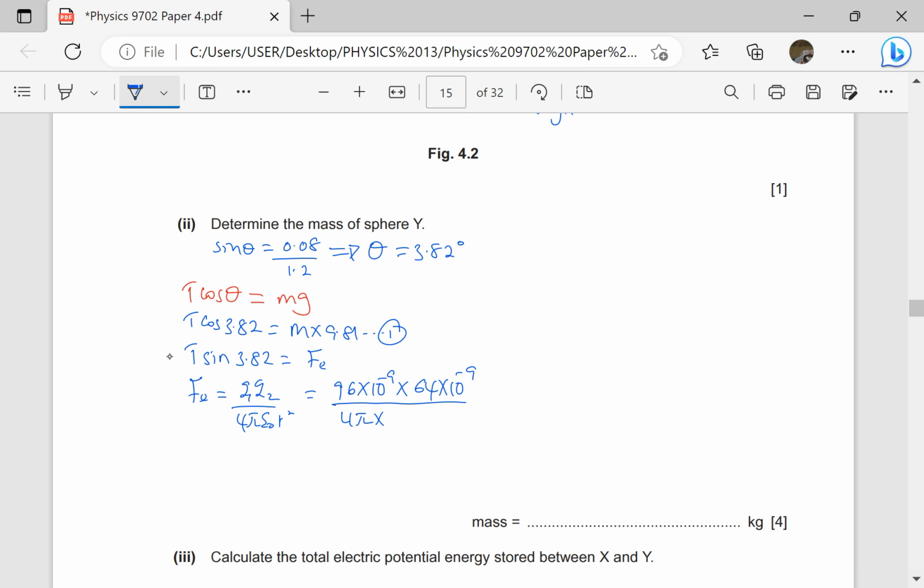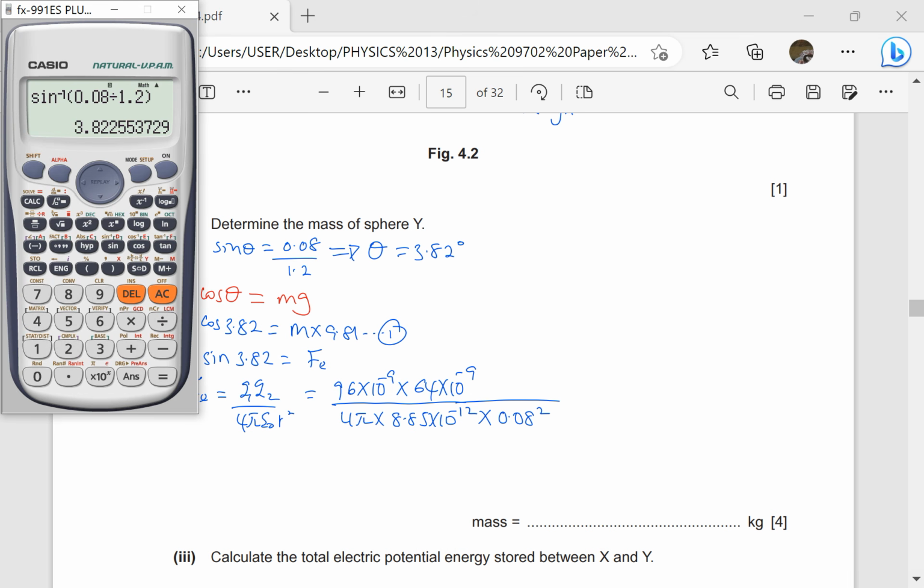And the epsilon is given in the list of constants as 8.85 times 10 power negative 12. Then times r, which is the radius, or the distance, the separation of the two spheres, which was given from the diagram as 0.08, and this was squared. I'll first press my calculator here for simplicity: 96 exponent negative 9, 64 exponent negative 9, divide by 4 pi times 8.85 exponent negative 12.